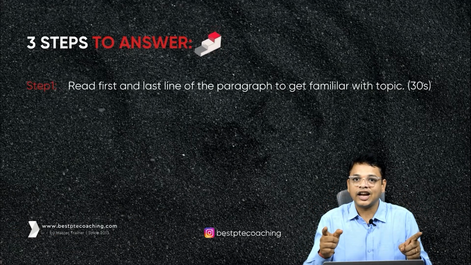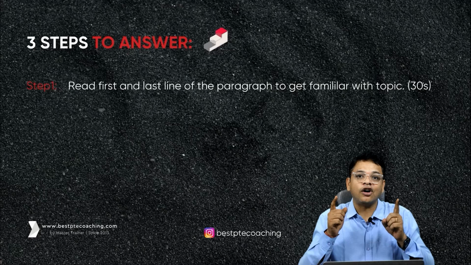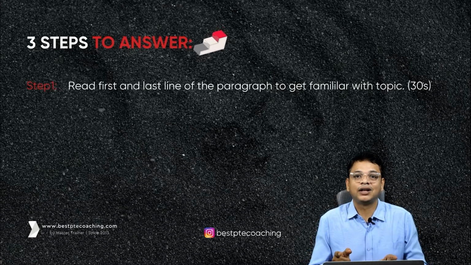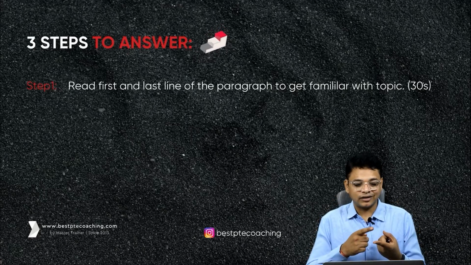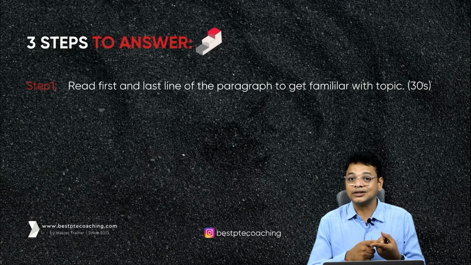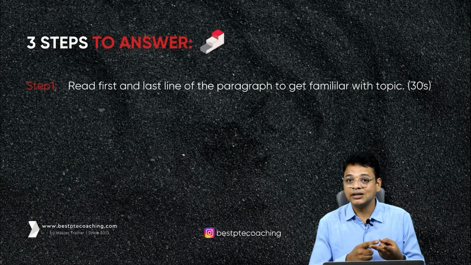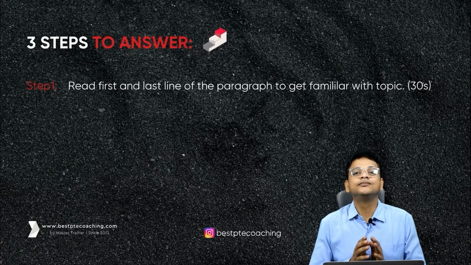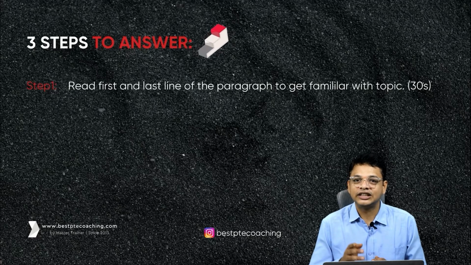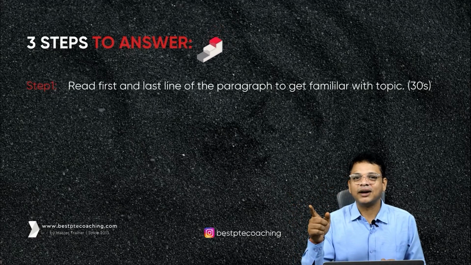By reading the first line, you are knowing the topic of the paragraph. So what is it about? Is it about science? Is it about technology? Is it about a person's life? Is it about a particular disease? Is it about a particular animal, creature? Is it about a particular culture? Is it about a particular country's economy? You will know the topic when you read the first line of a paragraph, basically.